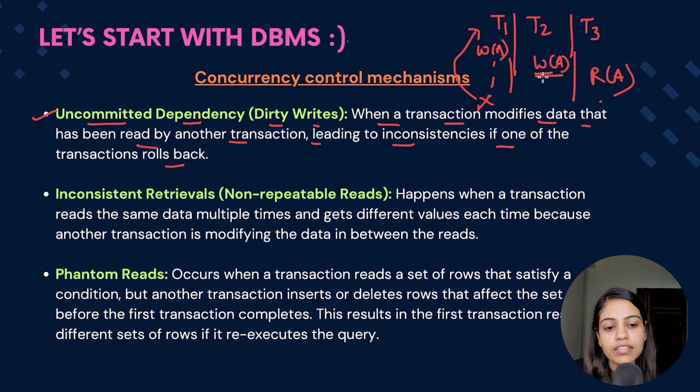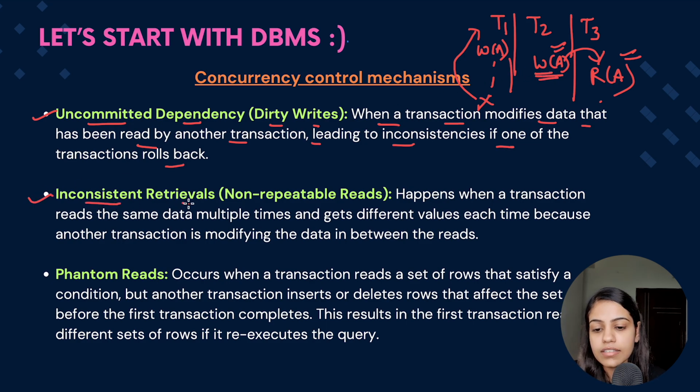So this particular transaction has done some modification in A, and after this modification has been done, this particular transaction is reading this value. Now this value is inconsistent because there has been a failure in T1. So because of the failure in T1, this value becomes invalid. So there is uncommitted dependency because the transaction hasn't committed, and because of that some inconsistency arises in our database.